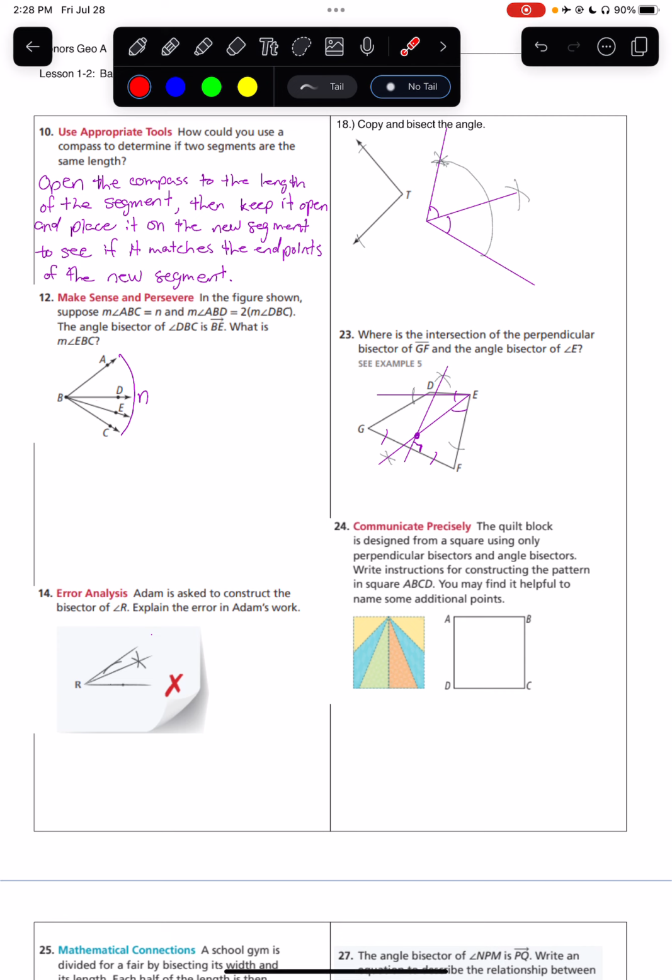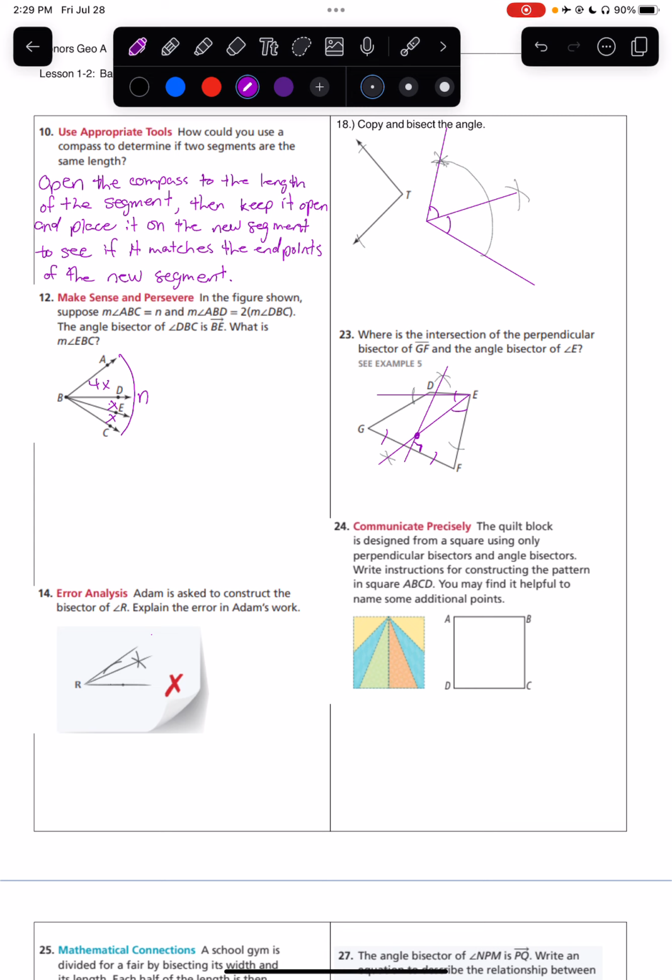So what I'm going to do is make the smallest angles, and I'm going to call each of them x. Instead of doing them as one angle, I'm going to call them two smaller angles. So angle DBC is actually 2x units, and if angle ABD is double that, that makes angle ABD 4x units. The angle bisector of angle DBC is BE. That's how I knew I could put an x here and an x here, because they were the same measurement. What is the measure of angle EBC?